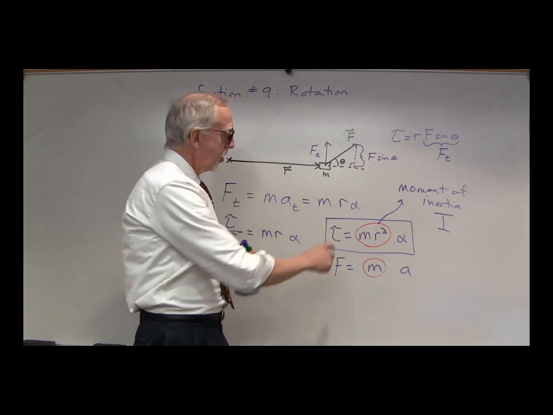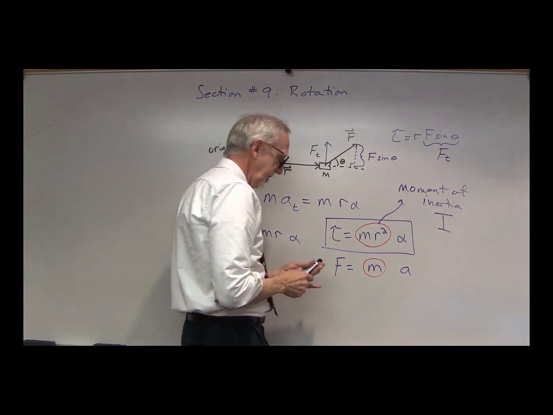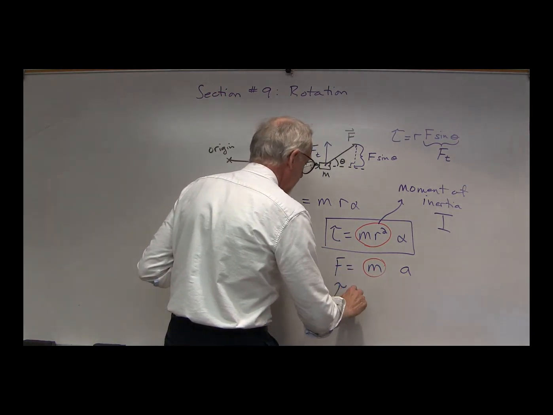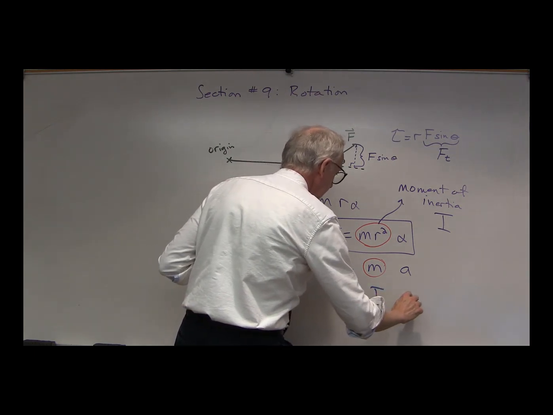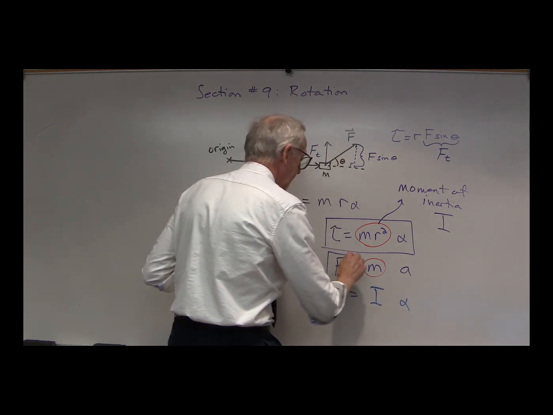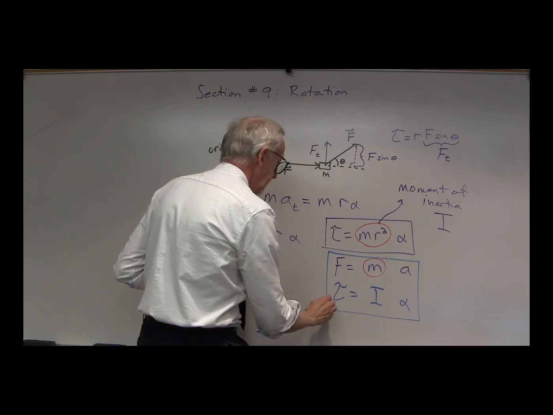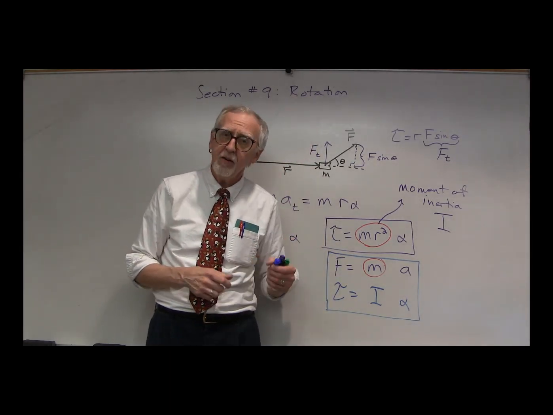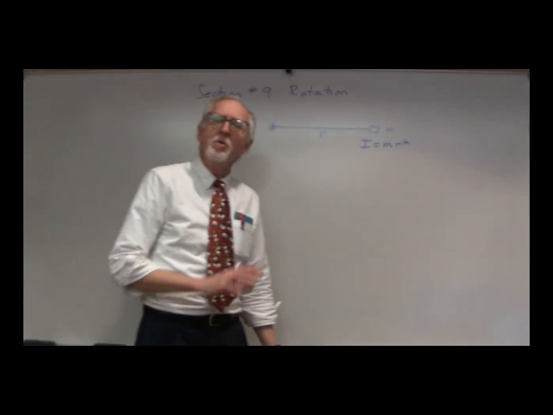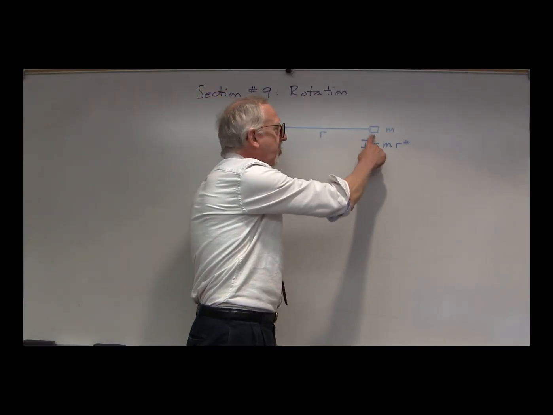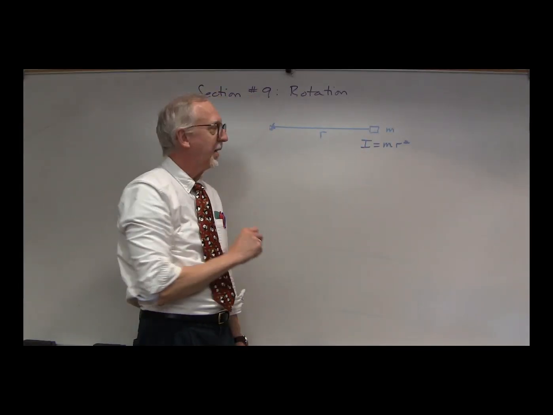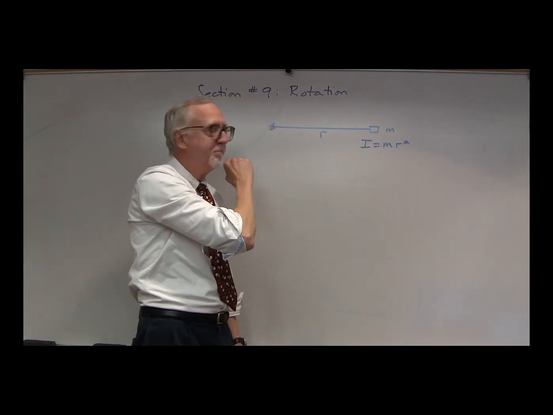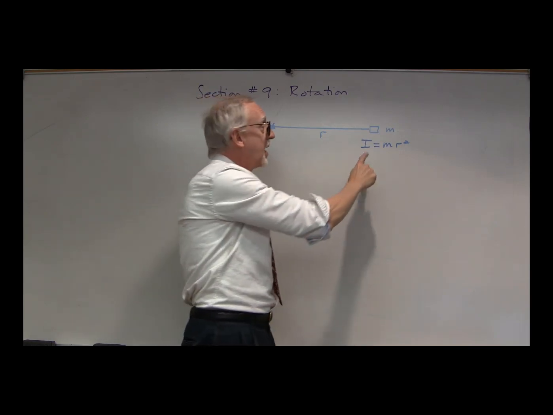Very good. So we can write this then as an analogous equation, as we have F equals ma, tau equals I alpha. It is essentially the rotational analog of Newton's second law. So the moment of inertia, I, for a single point mass of mass m that is at a distance r from the origin, is m r squared.